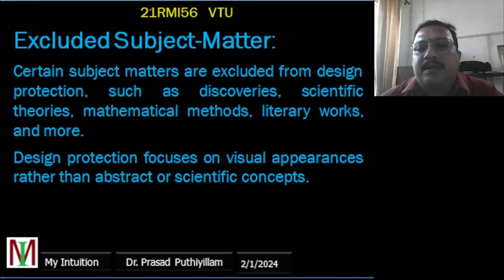Now, one by one, the excluded subject matter. Certain subject matters are excluded from design protection, such as discoveries, meaning things like discoveries and scientific theories, which are not covered by design protection. So these are the excluded. Instead, design protection is about safeguarding how things look, emphasizing the visual appearance rather than the theory or the abstract ideas, which will not be covered in this particular design right.